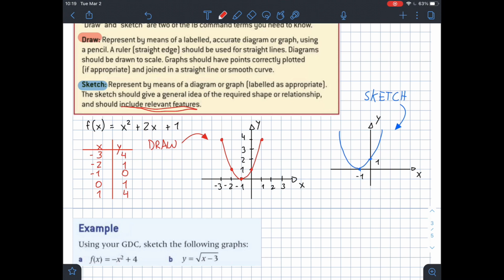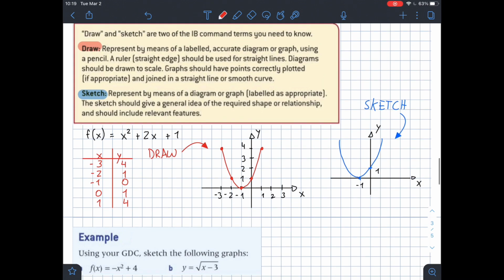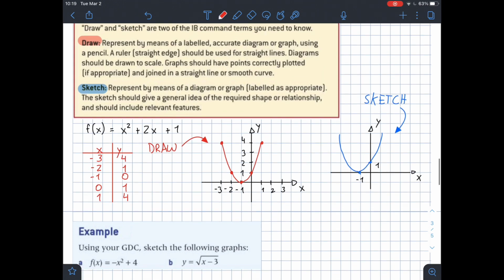The relevant features are, for example, maximum and minimum points, x-intercepts, y-intercepts, asymptotes, or whatever. We're going to see lots of this later on when we study different types of functions. Okay, so here I did an example of the difference between drawing and sketching. You see that for drawing, I did a table of values in order to plot different points and have a more precise or smooth curve, right? And all the labels are here. And my x-axis is correctly labeled, my y-axis is also correctly labeled, and so on.